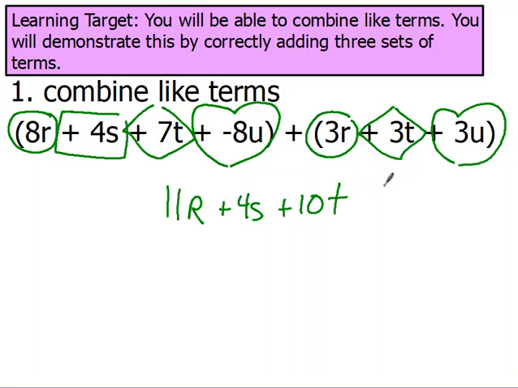Adding those together, they're different signs, so I'm going to subtract, keep the U, keep the sign of the larger, and I'm going to use that as my sign in between. So there we go right there. Don't make it any smaller. It is just 11R plus 4S plus 10T minus 5U.